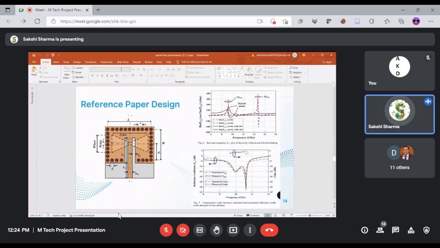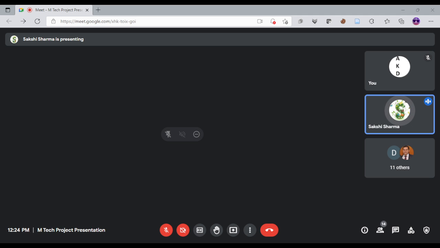As you can see, the design of my reference paper, which is a bow-type design on the microstrip patch antenna, and this is the figure of real and imaginary Z11 plot of the cavity without and with slot loading, and the next graph shows the comparative study between simulated and measured reflection coefficients and gain of the antenna. And my second reference paper design is on 5G applications.